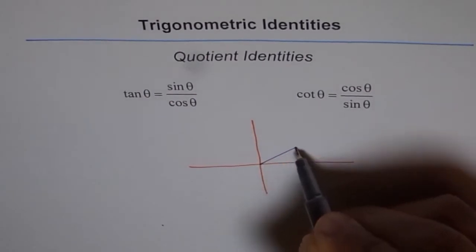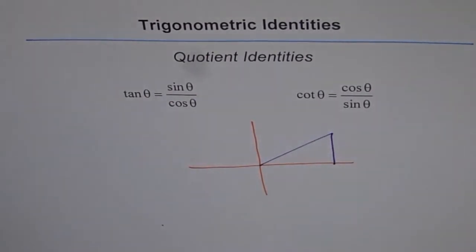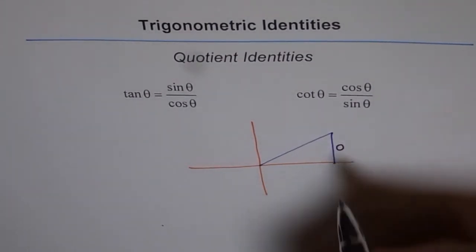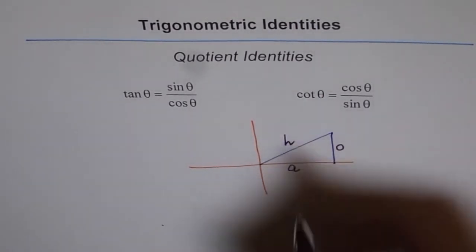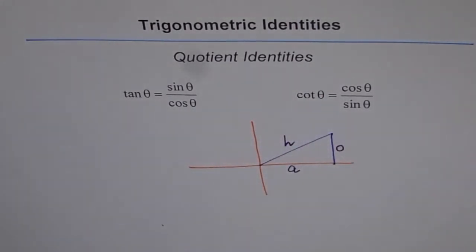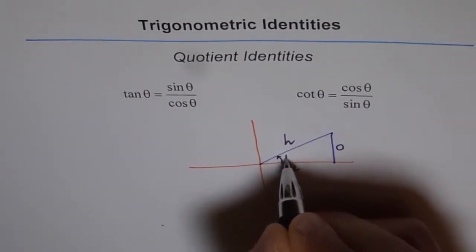Let's say this is our triangle in quadrant 1, where the opposite side, let me write this by O as opposite side, A as adjacent, and hypotenuse as H, right? And this angle we are referring to is theta.